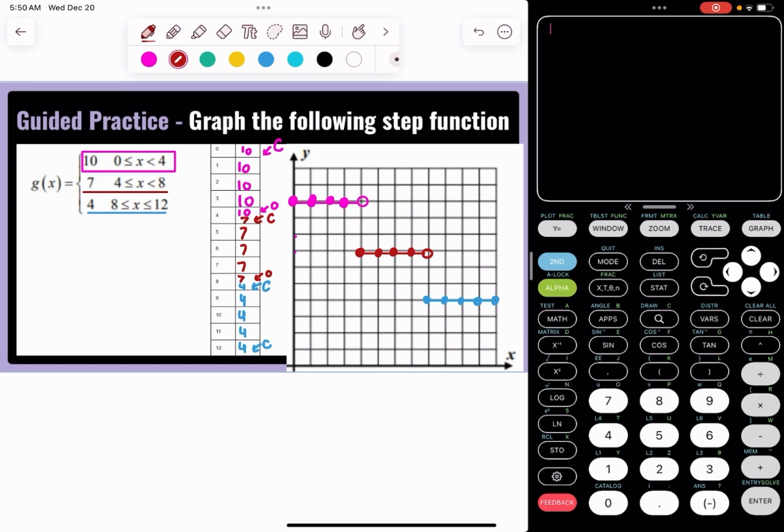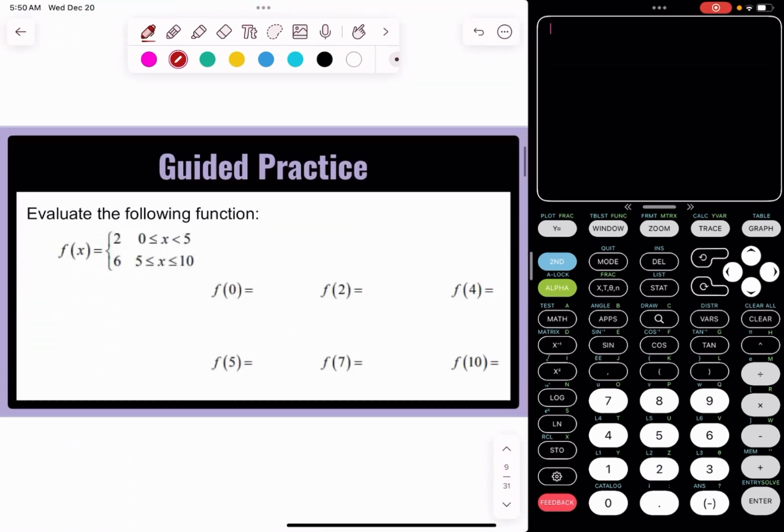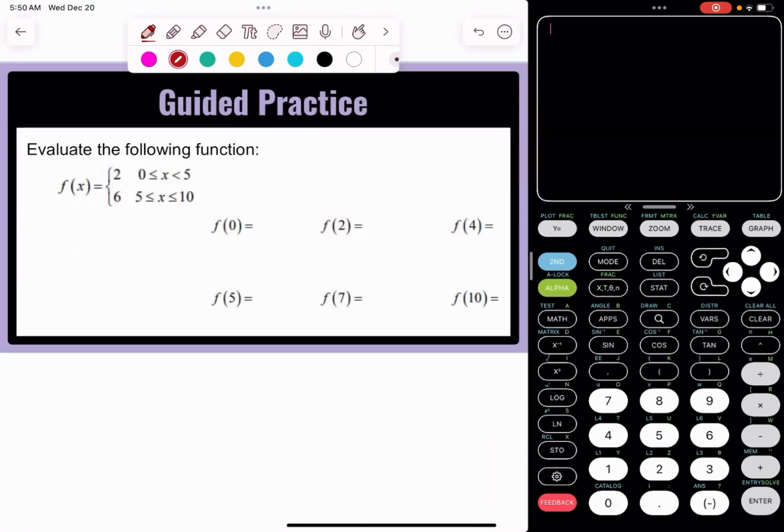All right, let's look at this next question. Evaluate the following function. All right, here they're telling me that x equals 0. So I need to find out if that means 0 is between 0 and 5, not including 5, or is it in between 5 and 10, including both those numbers. 0 would be in between 0 and 5, and my answer would be 2. 2 is in between 0 and 5, my answer is 2. 4 is in between 0 and 5, my answer is 2.